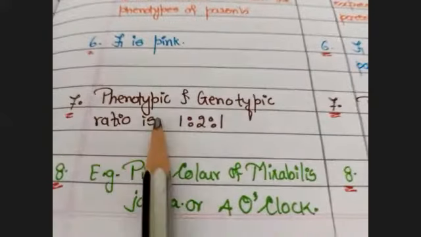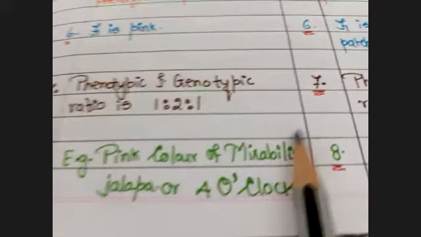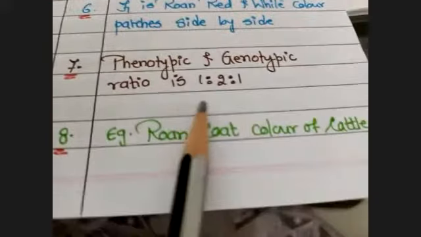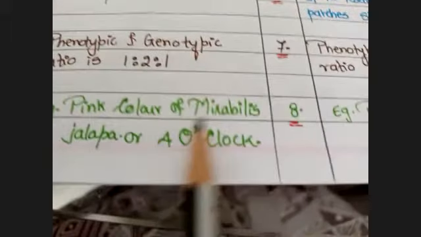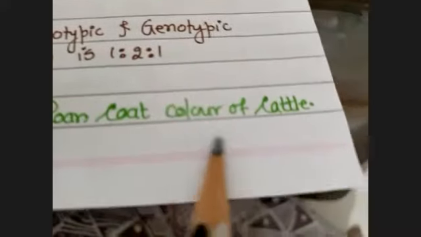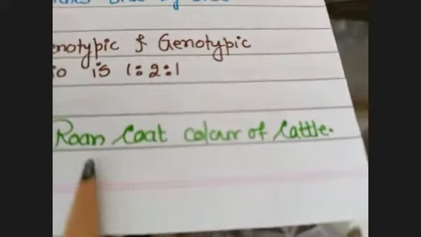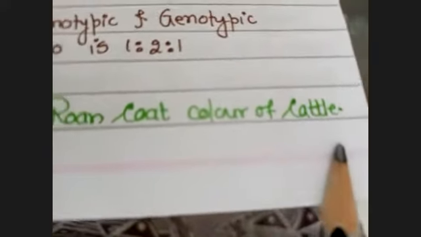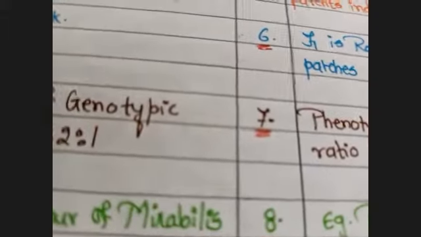Phenotypic and genotypic ratio is 1:2:1. Example is pink color of Mirabilis jalapa or evening four o'clock plant. Example is roan coat color of cattle. Now I'll just move the mobile on this distinguishing. Go through it properly, please.